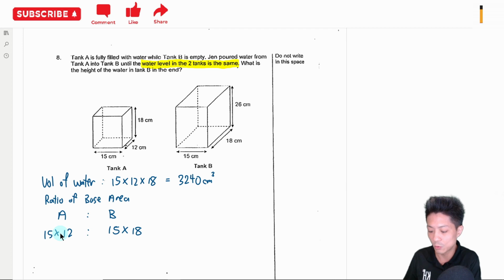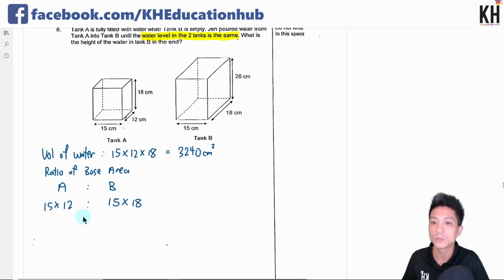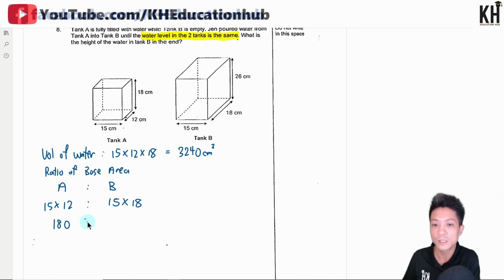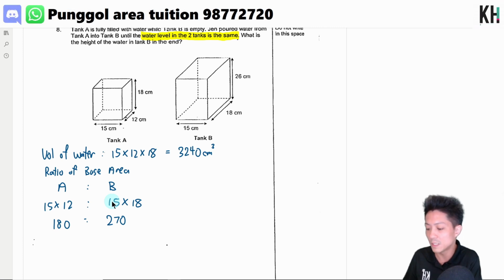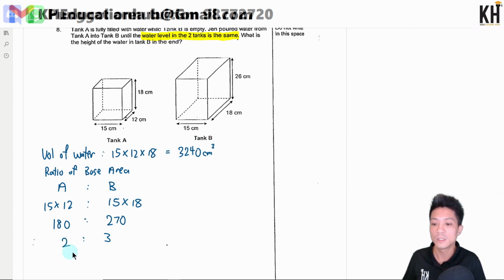15 times 12 is 180. Base area of tank B is 15 times 18, which is 270. Changing it to the simplest form, it's going to give me 2:3. So now I'm going to distribute the volume of water into these 2 and 3 and find out how much water is in tank B.